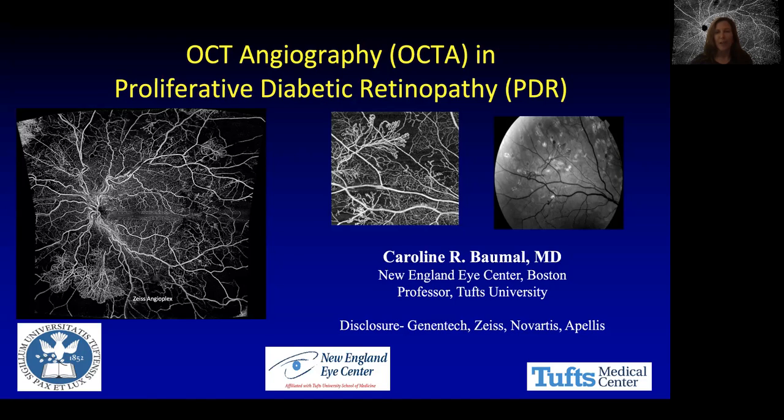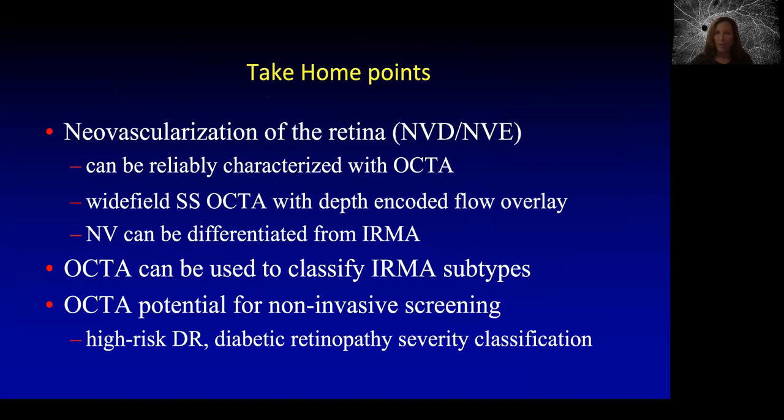I'll be presenting on OCT angiography in proliferative diabetic retinopathy. To summarize my take-home points, neovascularization of the retina can be reliably characterized with OCT angiography. Wide field swept source OCTA with depth encoded flow overlay can be used to differentiate IRMA from neovascularization. OCTA can be used to classify IRMA subtypes, and OCTA has potential for non-invasive screening of high-risk diabetic retinopathy as well as diabetic retinopathy severity.